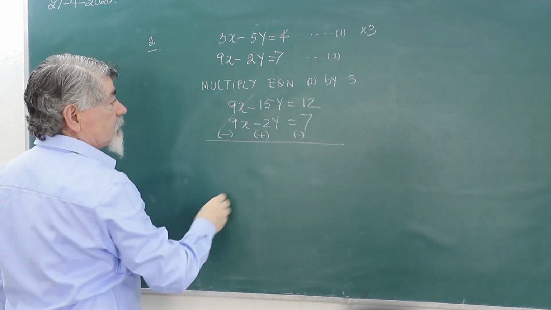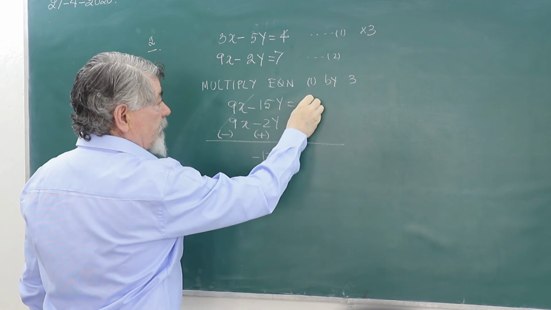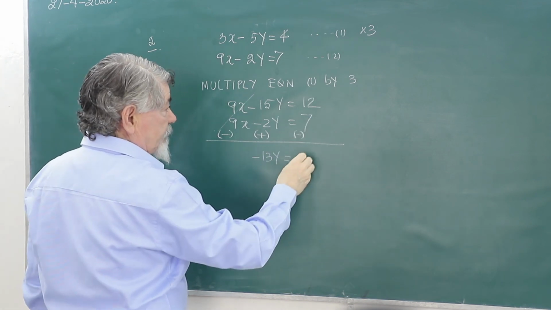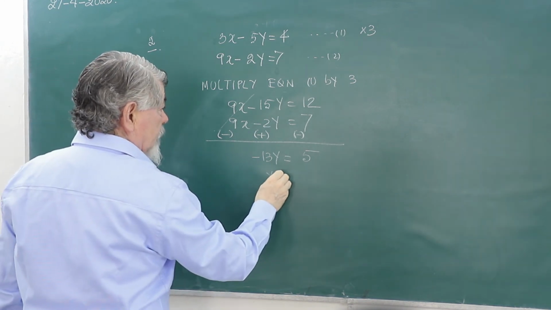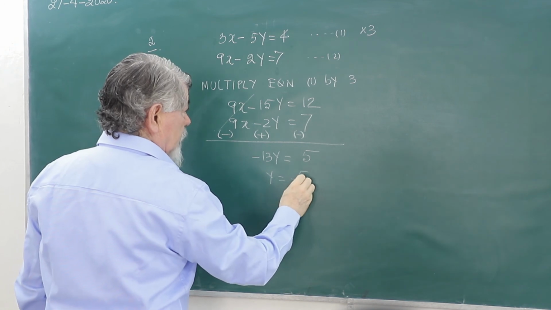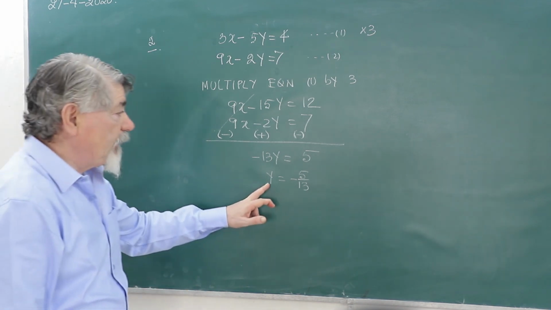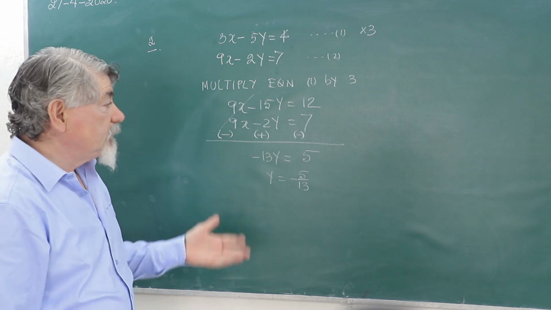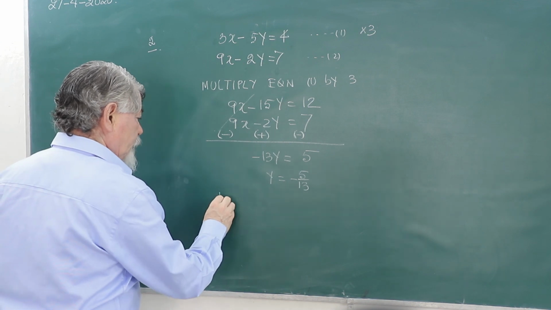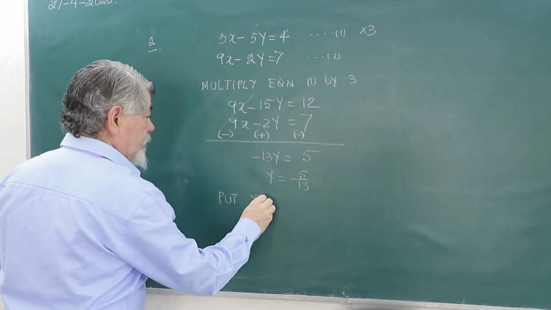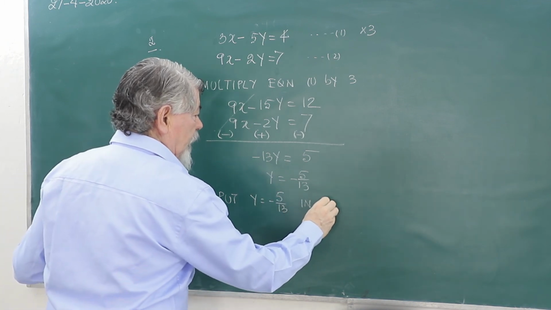So this will cancel. Minus 15y plus 2y will be minus 13y. And this will be 12 minus 7, 5. So y will be minus 5 upon 13. The value of y has come out to be minus 5 upon 13. Now let us put the value of y in one of the equations. Put y is equal to minus 5 upon 13 in any equation, in equation 1 for example.